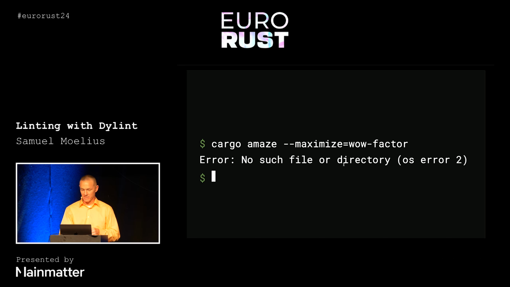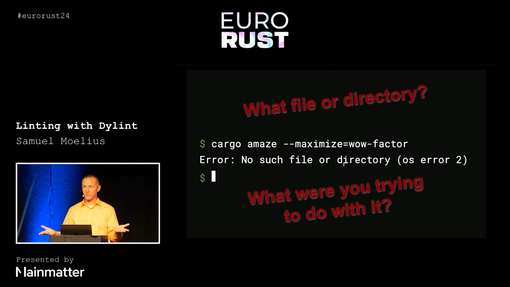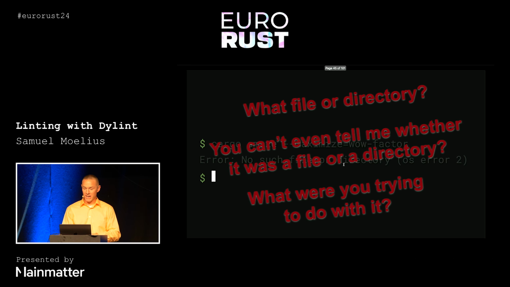Why do I say this? Right away, the first thing I want to know is, what file or directory? And what were you trying to do with that file or directory? Were you trying to read it, write it? If it was a directory, were you trying to traverse into it? And for that matter, you can't even tell me whether it was a file or a directory. I have to figure that out. So this seems crazy. Now, try_io_result can't prevent other people from doing this to you, but it can help you write code that doesn't do this to other people.